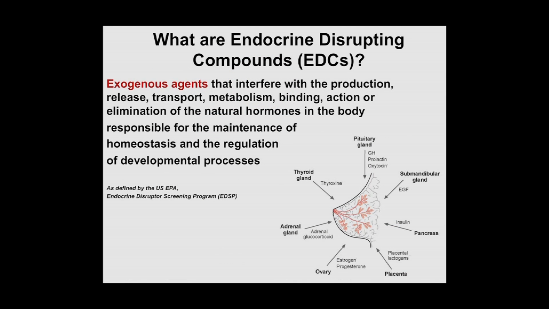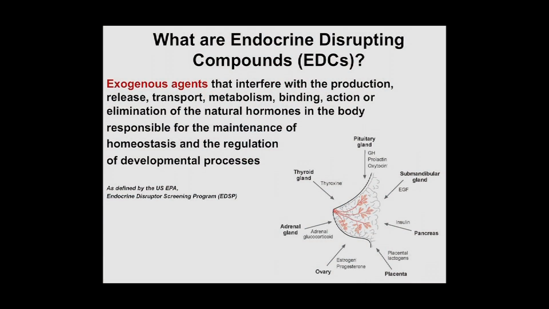So what are endocrine disrupting compounds? They are exogenous agents, meaning they're something from outside of your body that interfere with the production, the release, the transport, metabolism, binding, action, or elimination of a natural hormonal process in your body that's needed for normal development or homeostasis. So that means it doesn't have to just inhibit a receptor from binding to its natural ligand. There are many ways that chemicals can be endocrine disruptors.